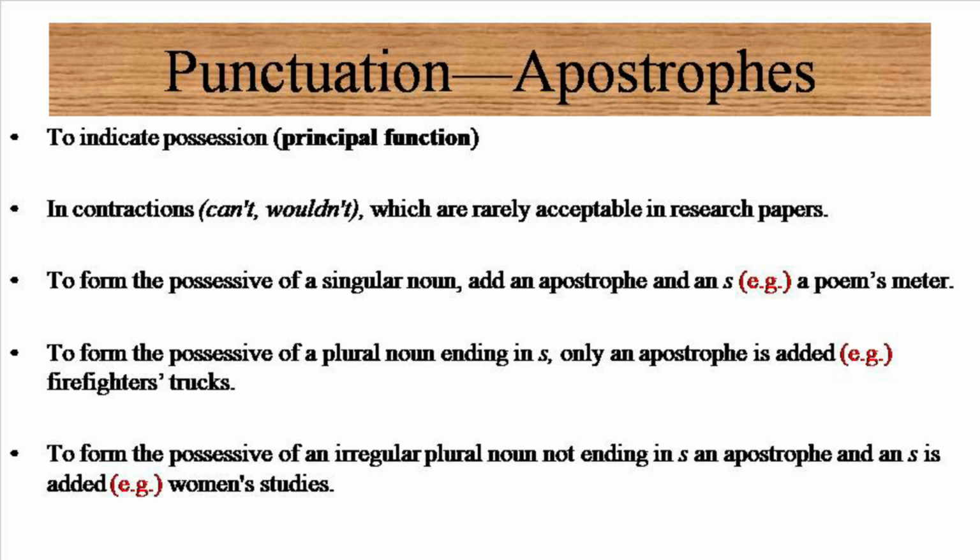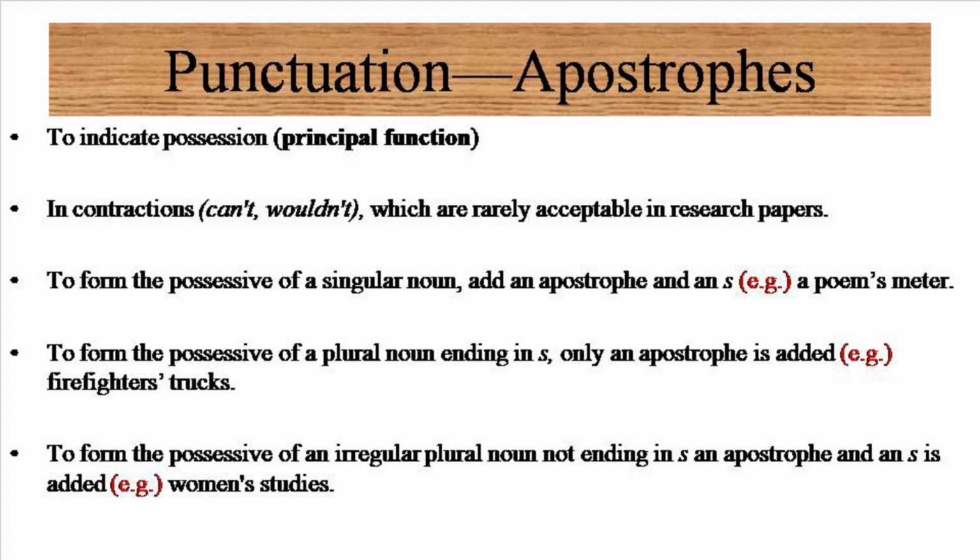Apostrophes are used to indicate possession, which is the principal function of it. It's also used in contractions, which is rarely acceptable in research papers. It is also used to form the possessive of a singular noun and to form the possessive of a plural noun that is ending in s.